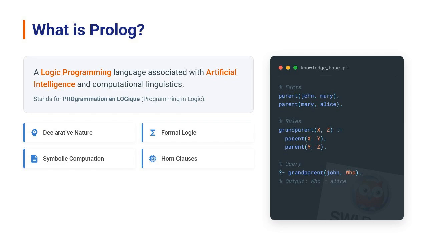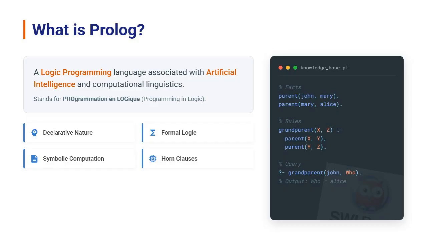Prolog is a declarative logic programming language created in the 1970s. Unlike imperative languages like C or Java, Prolog is based on formal logic. You don't write sequences of instructions. Instead, you define facts and rules about your problem domain, then ask questions. The core concept is simple. You tell Prolog what you know, and you ask Prolog what you want to find out.